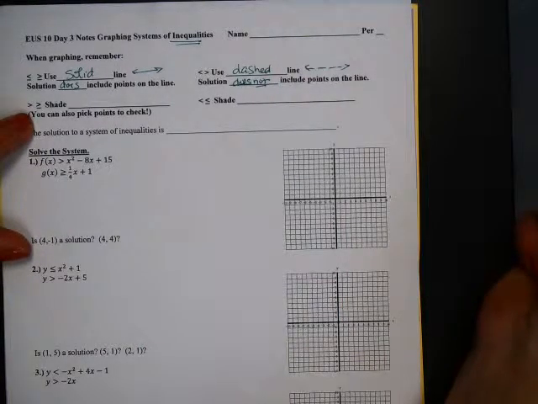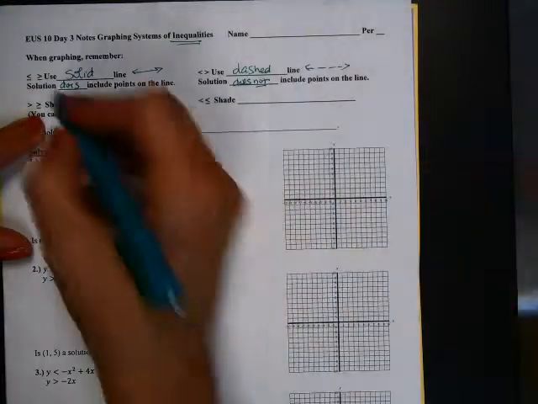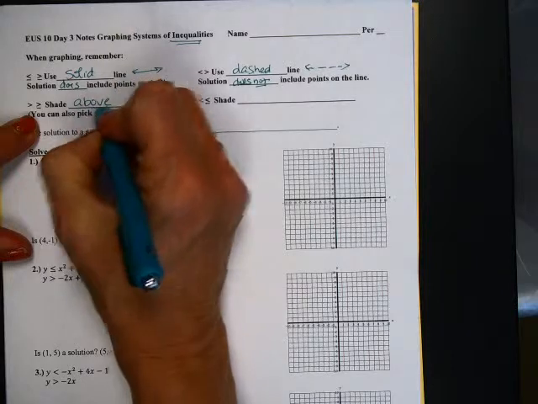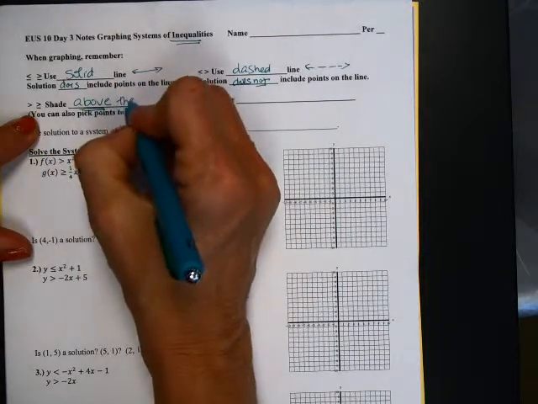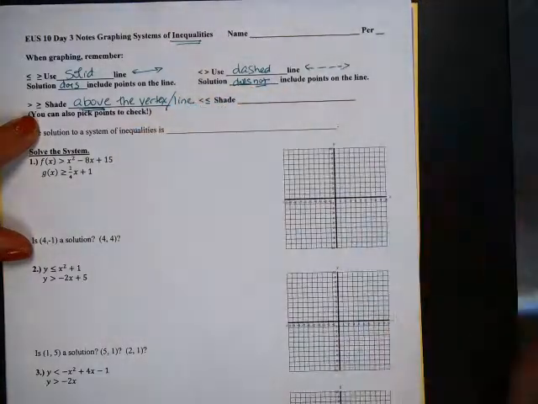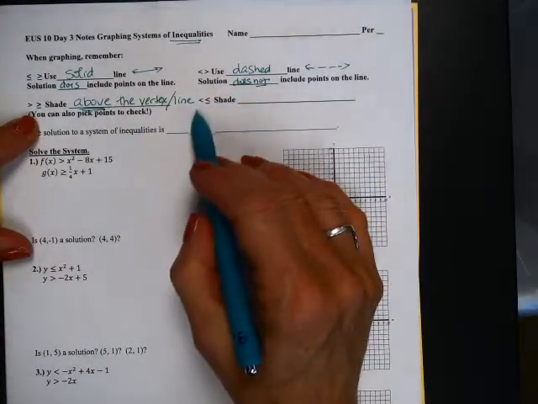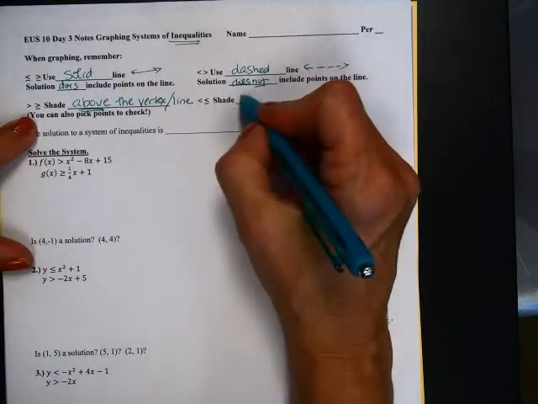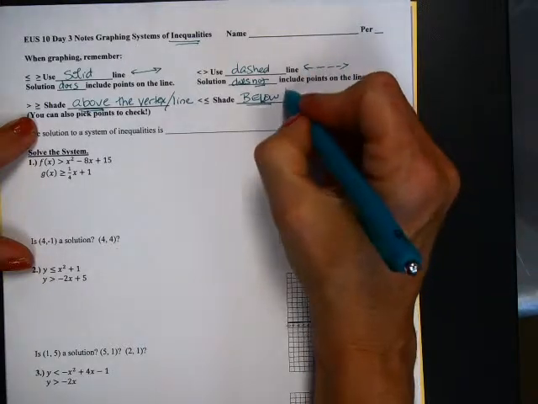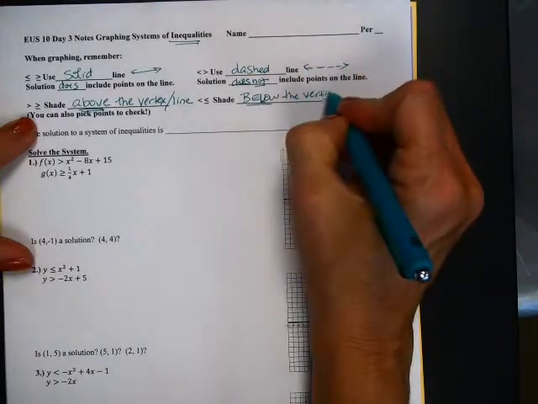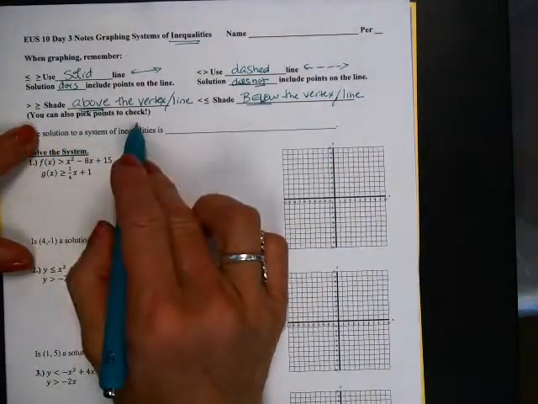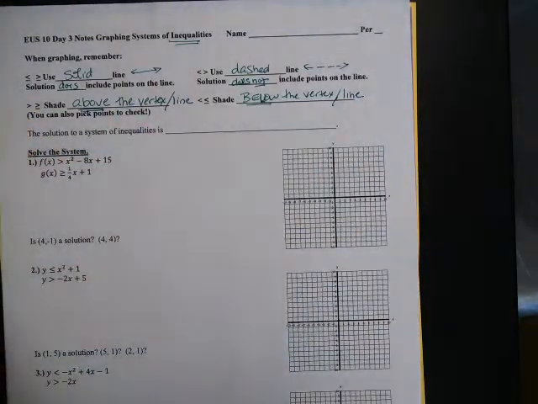When it is greater than or greater than or equal, you are going to shade above the vertex if it is a quadratic, or above the line if it's linear. If it's less than or less than or equal, you will shade below the vertex if it is a quadratic, or below the line if it's linear. You can always pick a few points to check if you don't want to use that way.